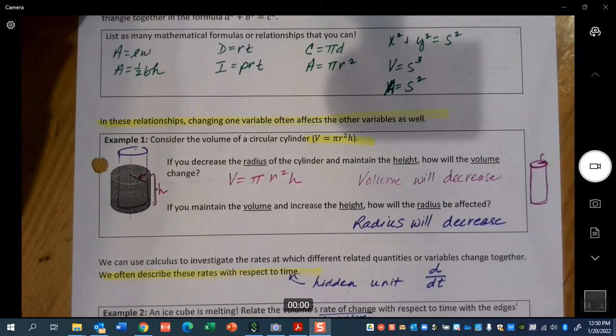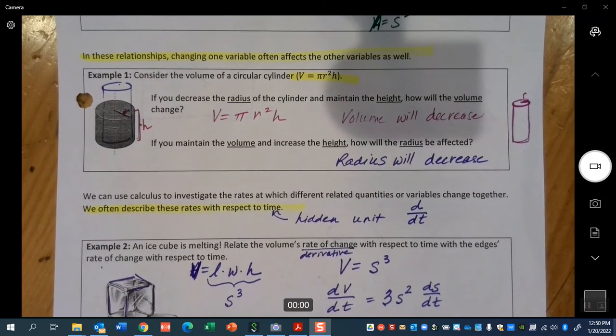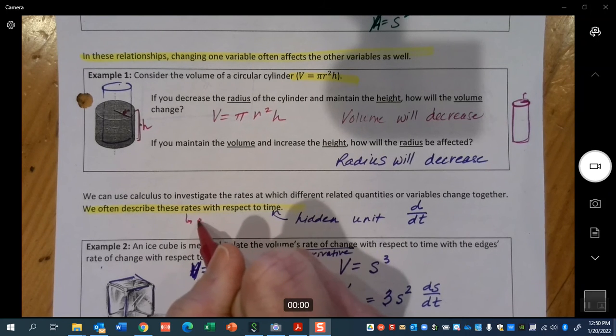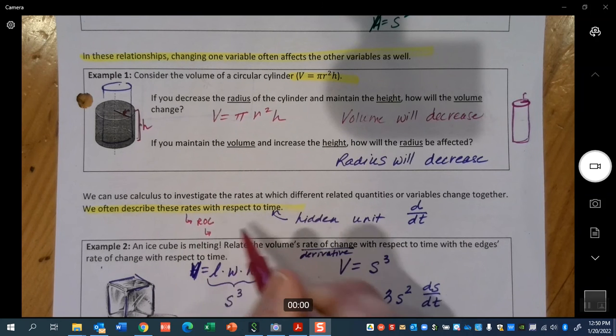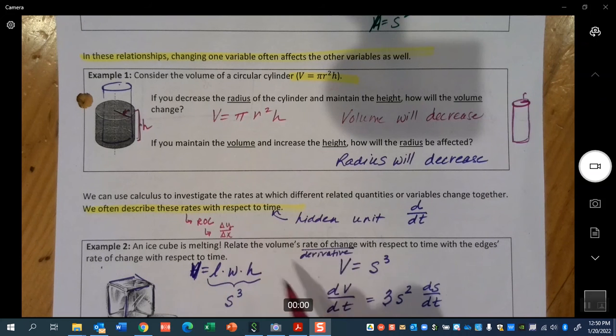All right. Well, we can look at how calculus gets involved. We can use calculus to investigate the rates at which these different quantities and variables change together. And we're going to do that by taking the derivative, and we're going to describe these rates with respect to time. So whenever we're talking about a rate, we're looking for that rate of change. That is what we know of as the change in our output compared to the change in our input. And of course, that's our derivative.